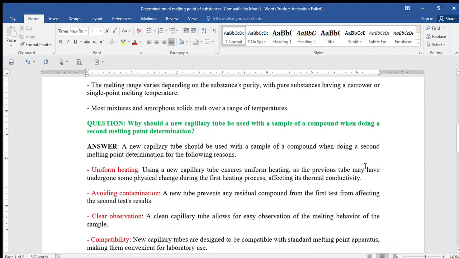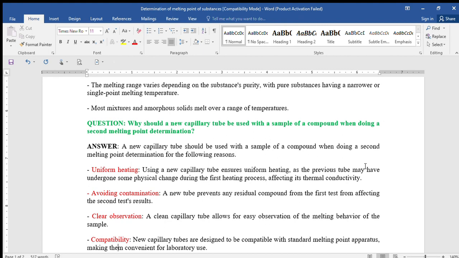Okay, question 4. Why should a new capillary tube be used with a sample of compound when doing a second melting point determination? Why must you always take another capillary tube for every determination? This is simple. It is because, 1, you need to have uniform heating. Using a new capillary tube ensures uniform heating, and this is because the previous tube may have undergone some physical change during the first heating process, and that will affect its thermal conductivity. You have to avoid this, so you need a new capillary tube.